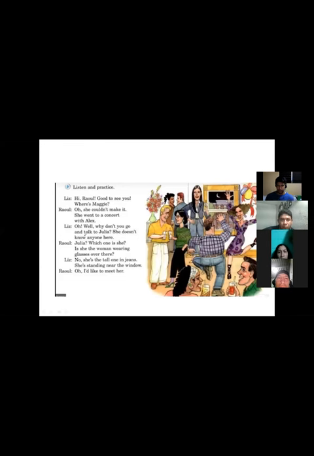Let me use my pen and show you. Why don't you go and talk to Julia? She doesn't know anyone here. Which one is she? Is she the woman wearing glasses over there? O podríamos decir, is she the woman wearing a green sweater? This is Julia, right? Is she the woman wearing a green sweater?